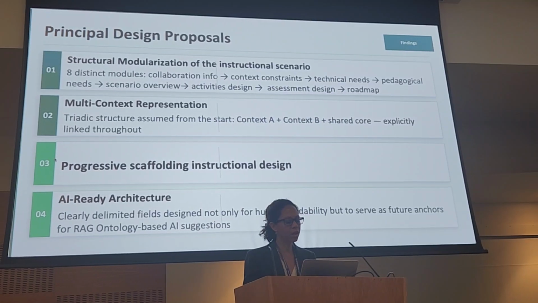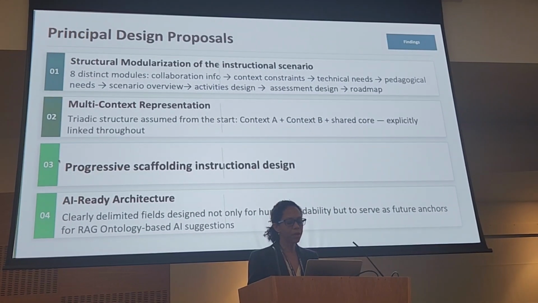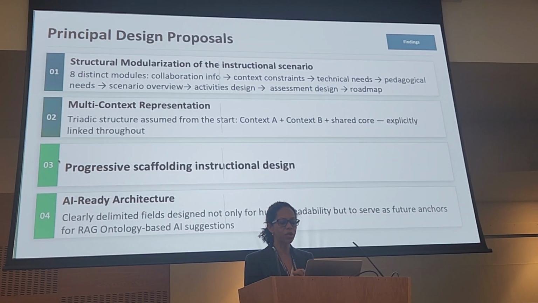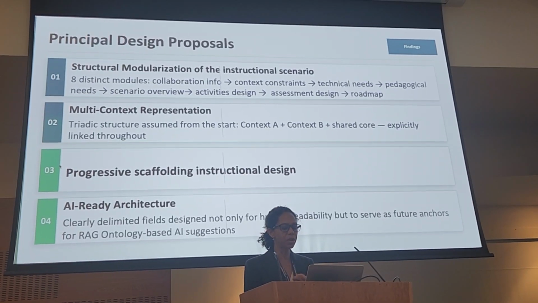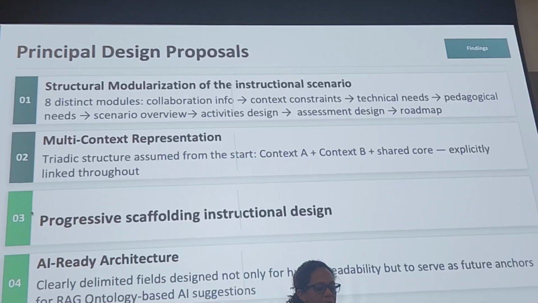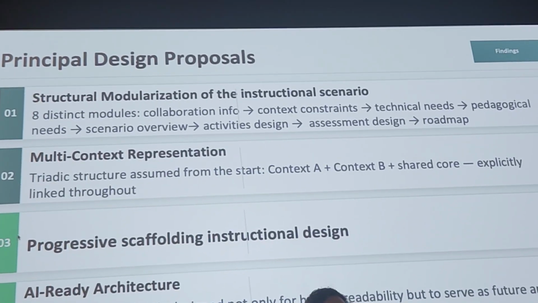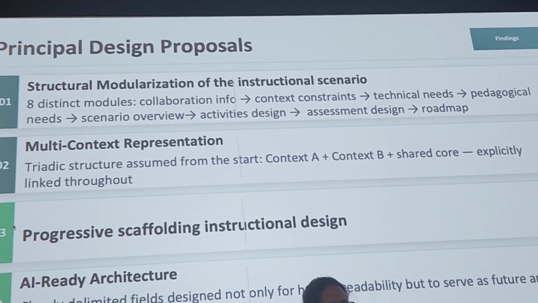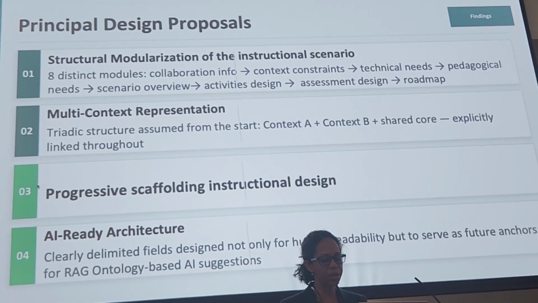Building on both co-design iterations, we converged on 4 major design proposals. First of all, structural modularization. Second, multi-context representation. Third, progressive scaffolding. And fourth, AI-ready architecture.